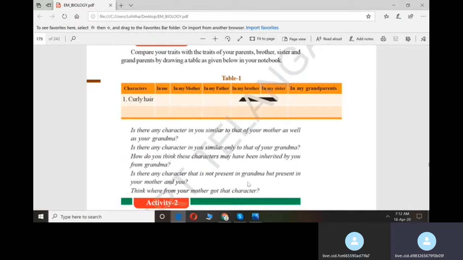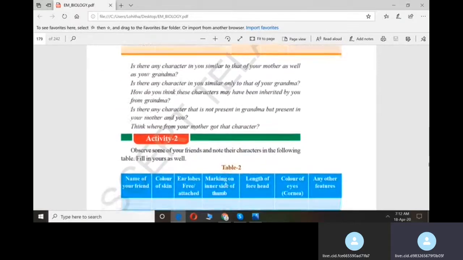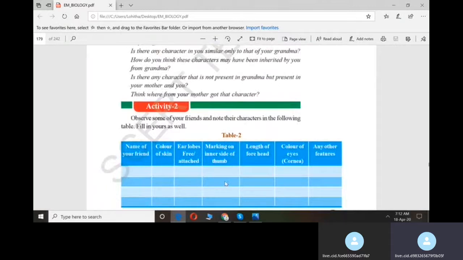Is there any character that is not present in grandma but present in your mother and you? Yes, maybe, because that may happen, because that kind of character might be coming from your ancestors. Okay, think where your mother got that character from, your grandparents, and grandparents may have got that character from theirs. Okay, observe the chart. Next, another table is there.